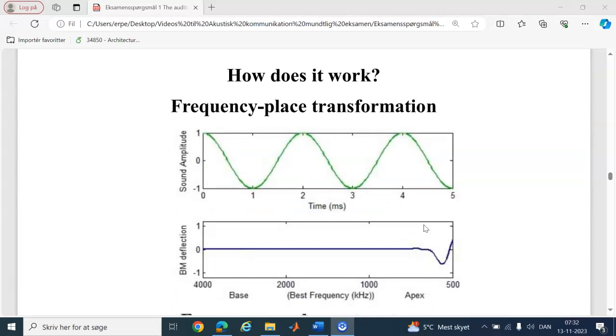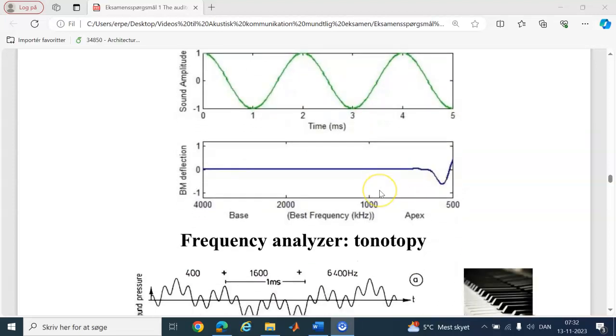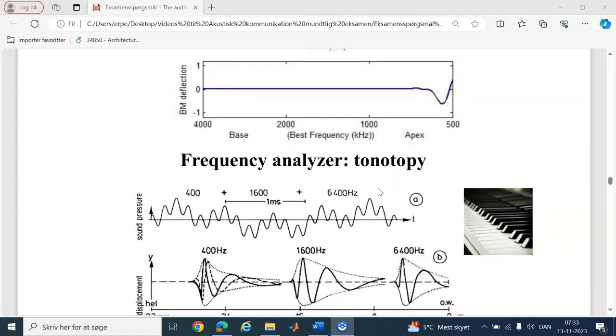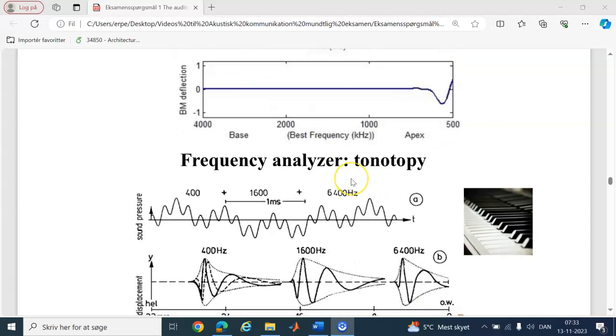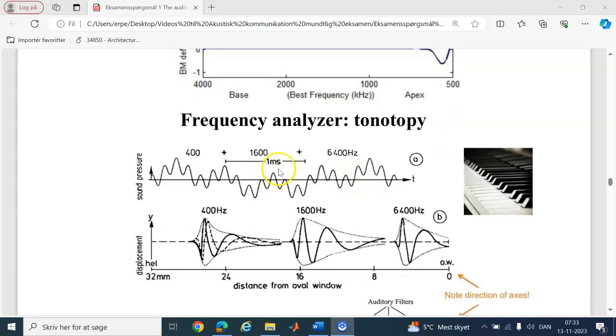How does it work? If, for instance, you have a sound with a period of 2 milliseconds, that's a frequency of about 500 hertz. There's a certain place on the basilar membrane that oscillates. The complicated part is that the liquids in the scalae get put under pressure, and the basilar membrane oscillates. I'm not very specific about this.